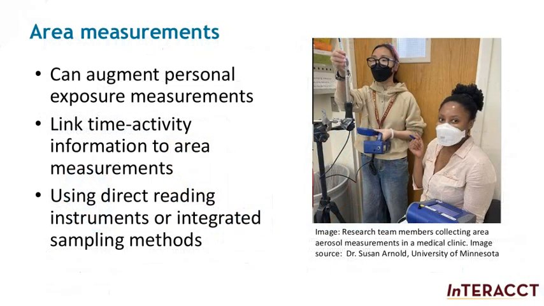Area measurements can augment the information provided by personal sampling. To be clear, area measurements are not substitutes for personal exposure measurements, as they tend to correlate poorly with exposure. However, these correlations can be improved for point sources when they are linked with time activity data. They can also offer important insights about source characteristics and dispersion patterns of airborne contaminants. Area measurements can be collected using direct rating instruments or using integrated methods similar to the integrated personal exposure monitoring.